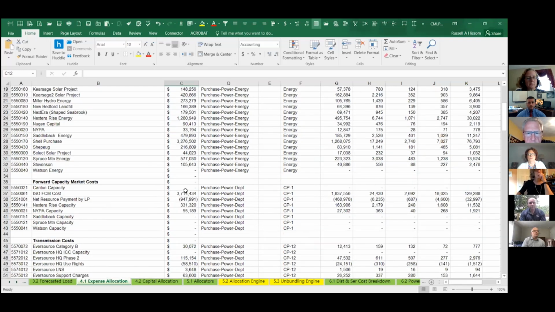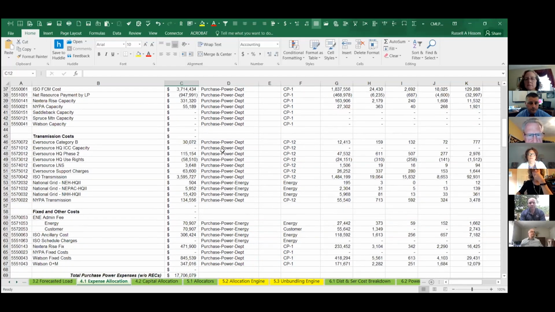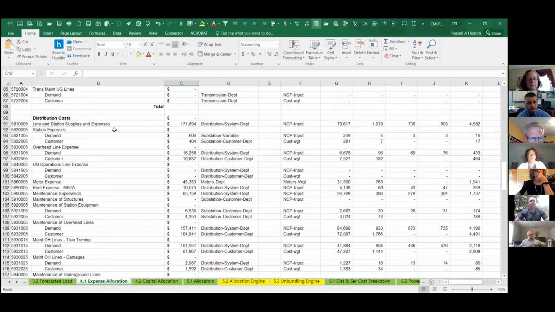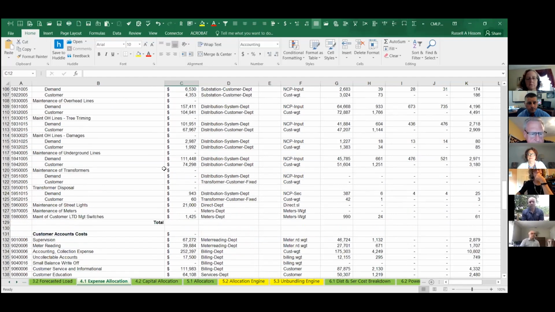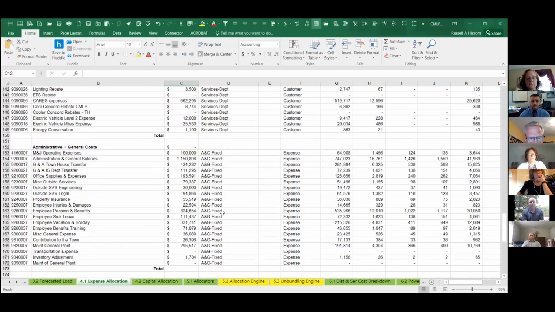As we go down the stack of cost here, we have capacity costs allocated on a fixed basis. And then we have all the other, your distribution expenses, allocators like that. Some are a mix of fixed, some are a mix of variable. We have our customer cost expenses. You can see the list of those. Those are more customer related costs allocated based on number of customers, number of meters, things like that.